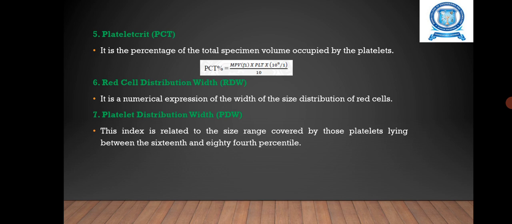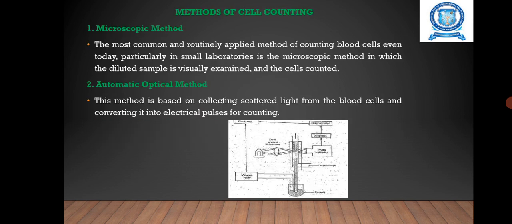Next one is red cell distribution width. That means it is a numerical expression of the width of the size distribution of the red cells. Next one is the platelet distribution width. It is related to the size range covered by those platelets lying between the 16th and 84th percentile. Then we are going to see different types of methods of cell counting.